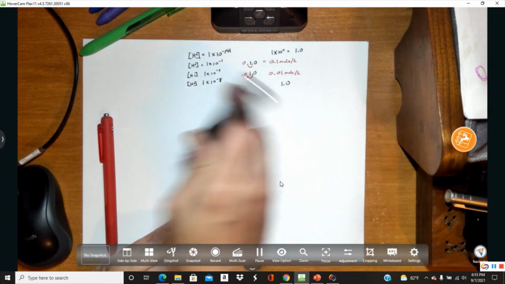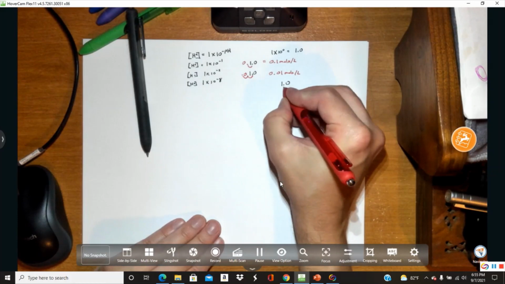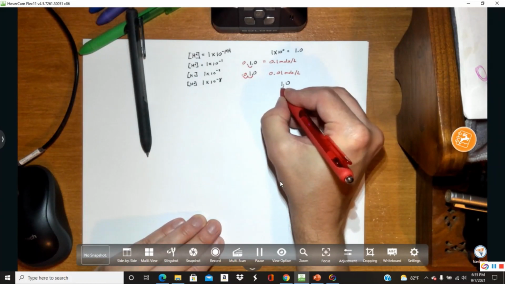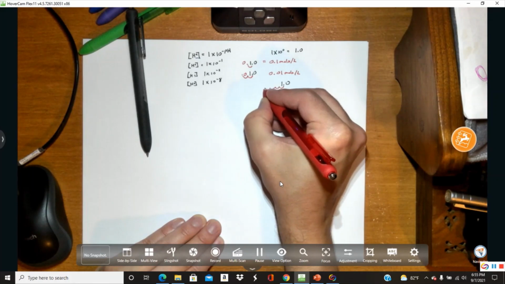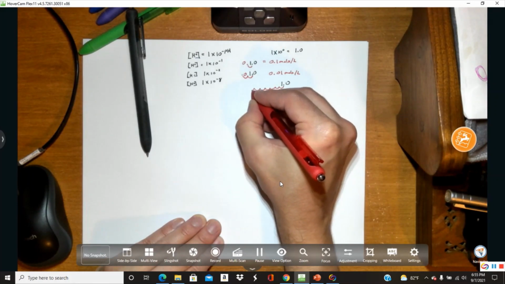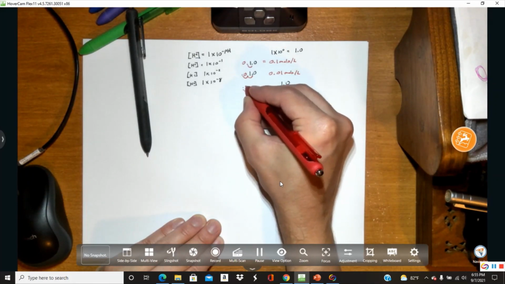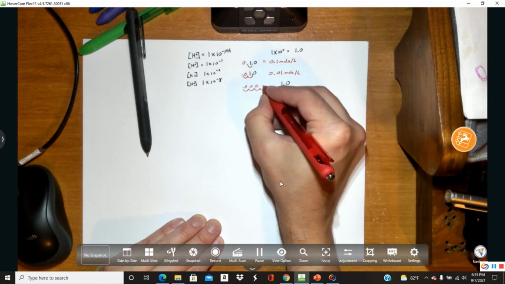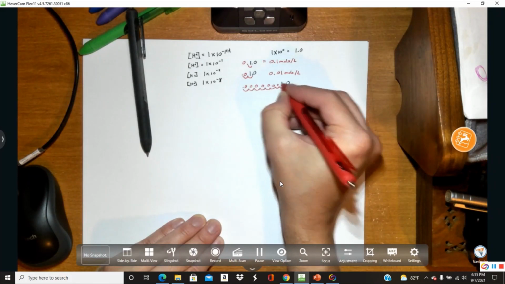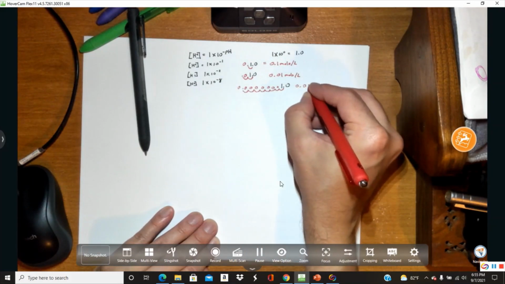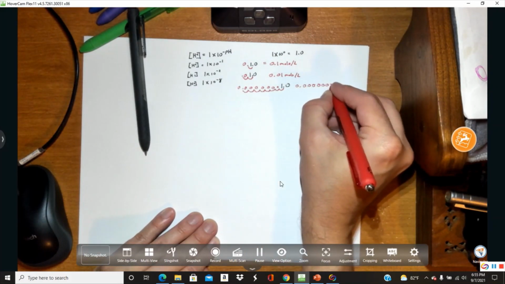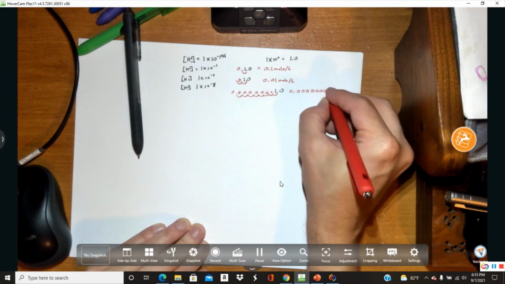1.0. What do we do? 8 times to the left. 1, 2, 3, 4, 5, 6, 7, 8. Decimal. Fill in the zeros. 1, 2, 3, 4, 5, 6, 7. So 0.0000000 1 moles per liter.